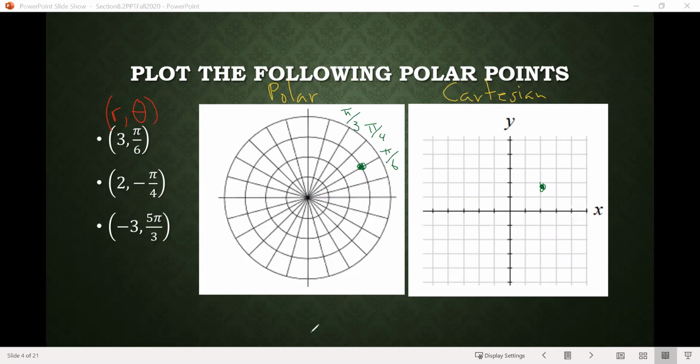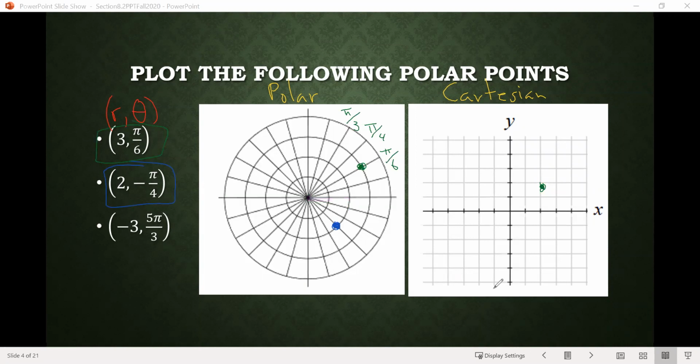All right, let's do the next one. So we have 2 comma negative pi over 4. So again, doing this on the polar coordinates grid, we have a radius of 2, which means we go out 2 units. And then we rotate negative pi over 4 radians, which remember when we rotate negative angles, that means we go clockwise. And that means it's pi over 4, so it's about 45 degrees, or exactly 45 degrees. And so we get this blue dot in this case there. So this one's blue. This one is green.